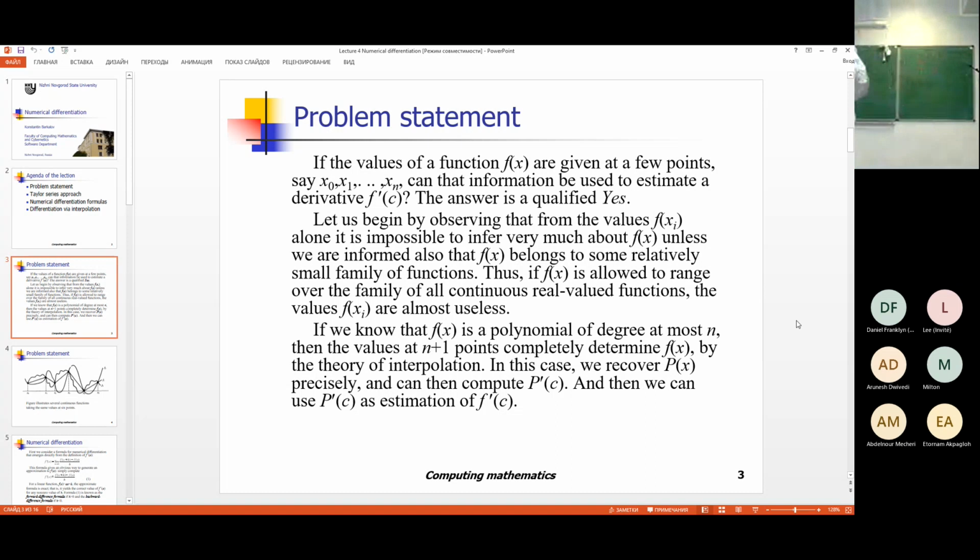But if we don't know the function, we know only these few values, how can we compute the derivative? This is the question. We don't know the function. We know only the values at some points. Well, and if we know only this table, and if we don't make any other suppositions about the function, the problem is unsolvable.